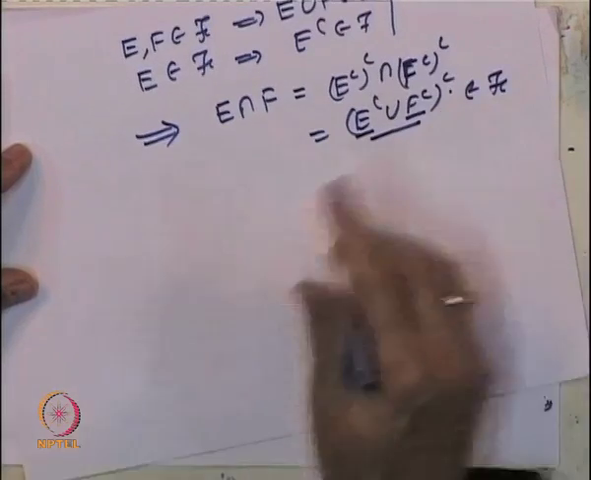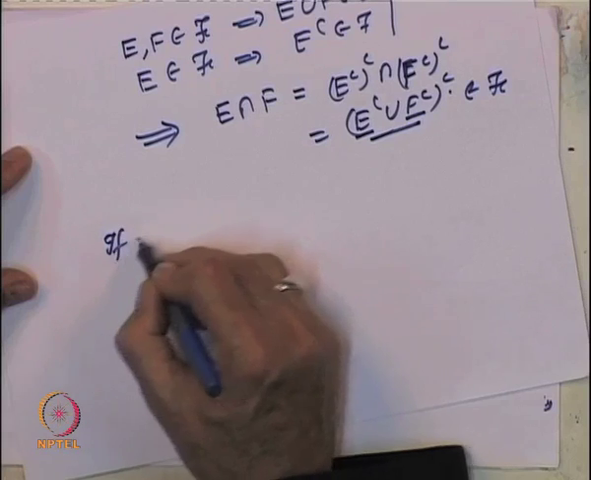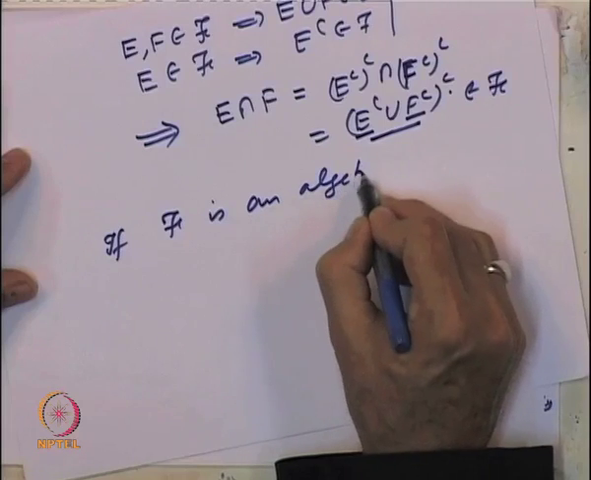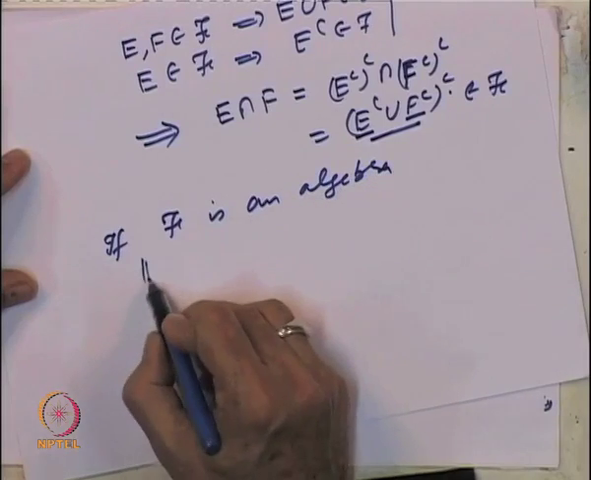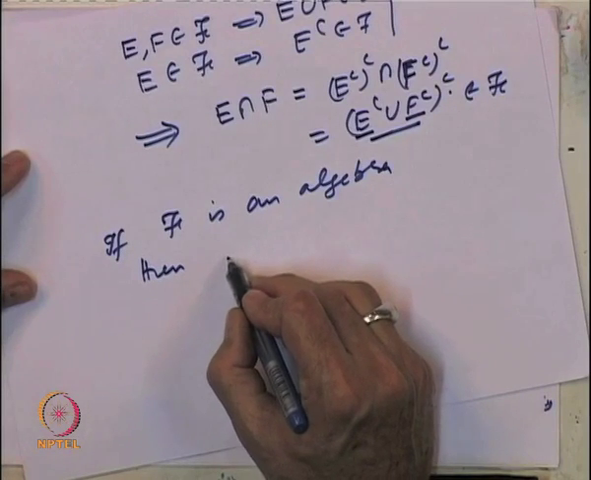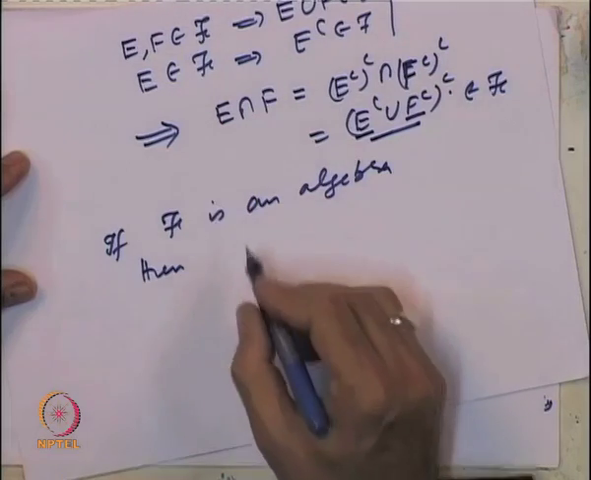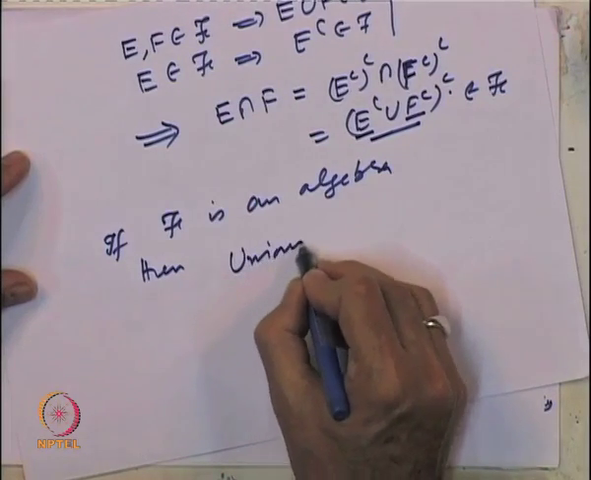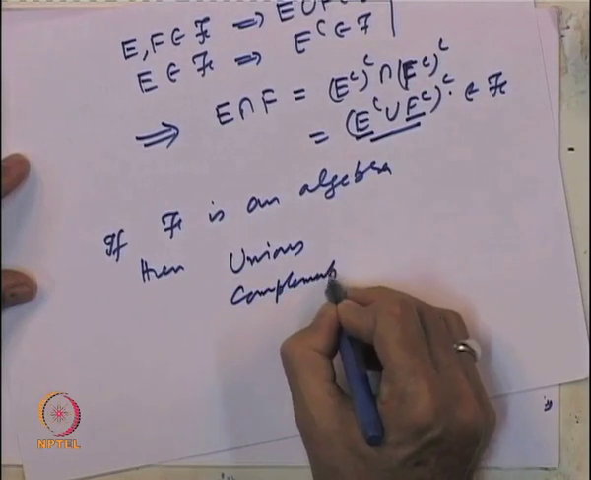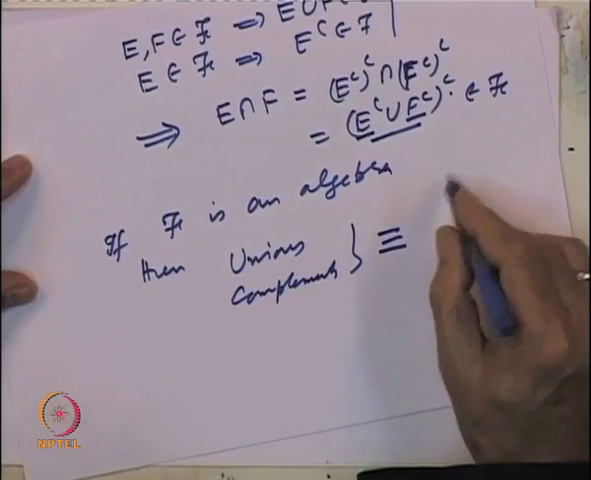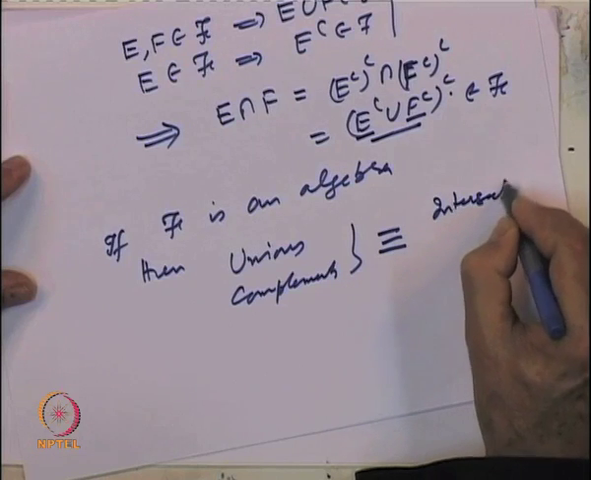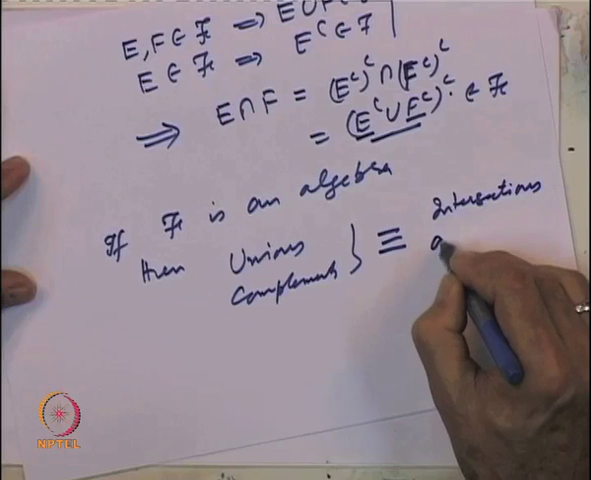So, basically in an algebra, if F is an algebra, then saying that it is closed under unions and complements is equivalent to saying it is closed under intersections and complements.